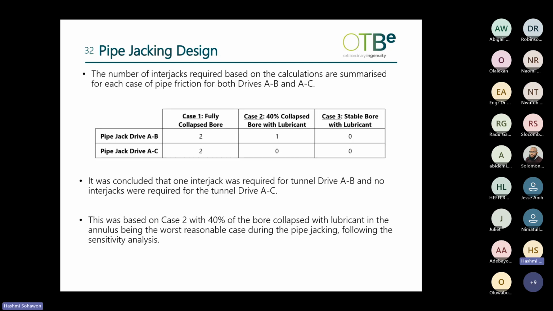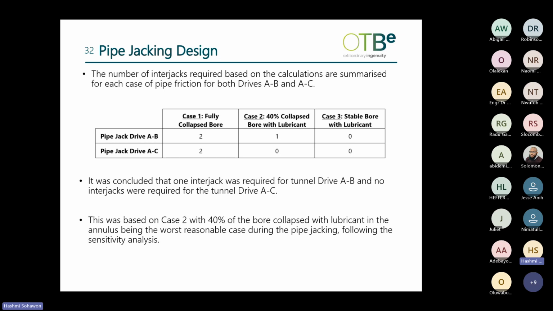This table shows a summary of the number of interjacks that would be required for each case. So for case 3, which is kind of the safest case, well, not safest case, but lowest load case, we didn't have to use any interjacks. For 40% collapse, we needed 1 interjack for drive AB and 0 for AC. And for the fully collapsed bore, which is not going to happen in reality, we needed 2 interjacks for drive AB and 2 interjacks for drive AC.